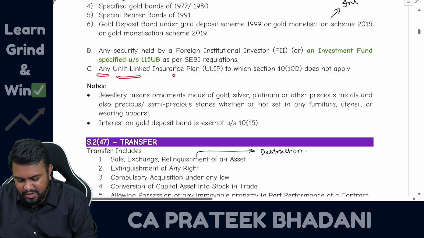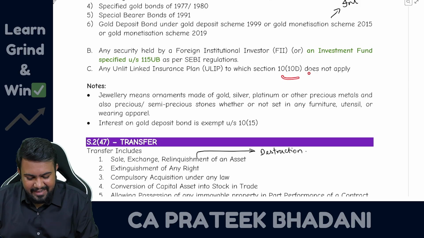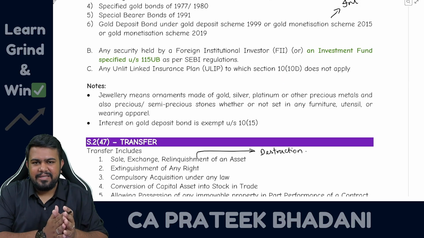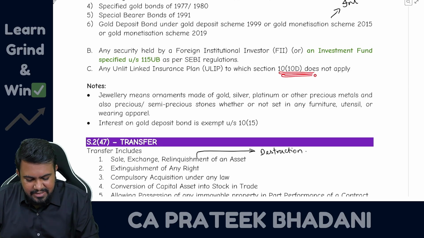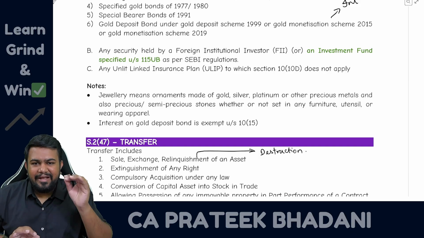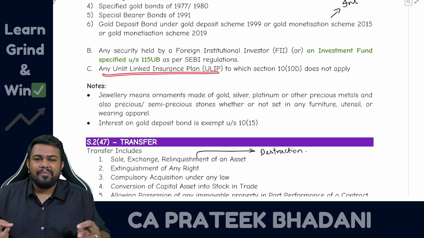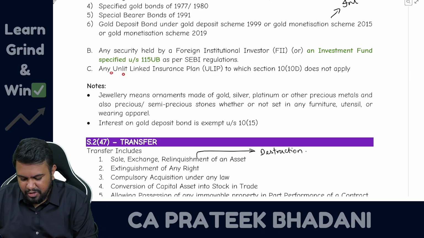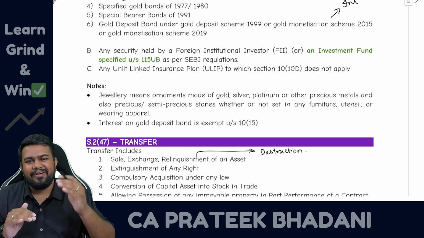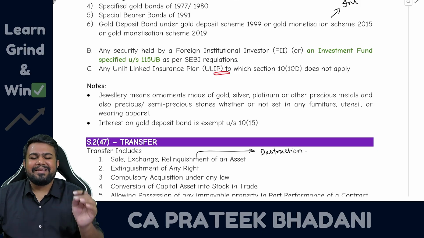The third one, any unit linked insurance plan to which section 10(10D) does not apply. 10(10D) we will be learning in income from other sources chapter, which tells what are all the life insurance policies which are exempt from tax. So other life insurance policy on which 10(10D) does not apply, it means what? Life insurance policy which is taxable. If that life insurance policy which is taxable is a unit linked insurance plan, then it will be considered as a capital asset, because ULIP is taxable under capital gain chapter. But for inter, ULIP taxation is not there. For final syllabus only it is there, so don't worry. However, you should know that ULIP also is considered as capital asset.